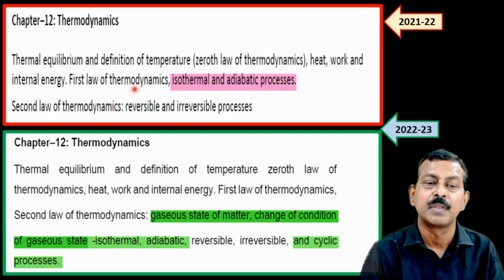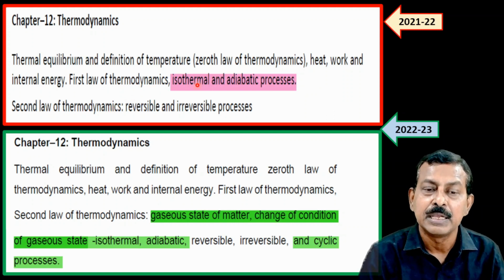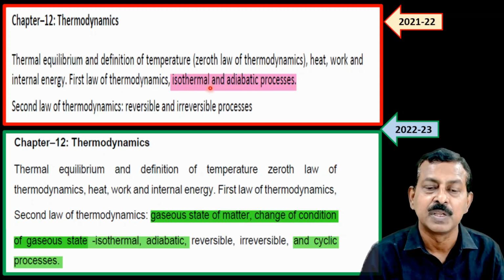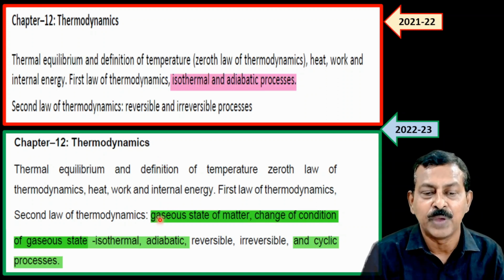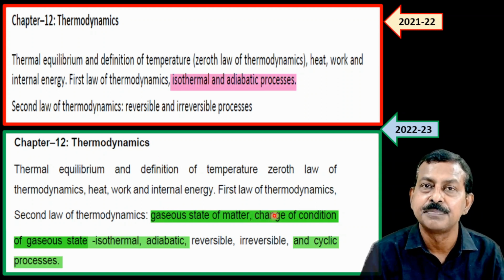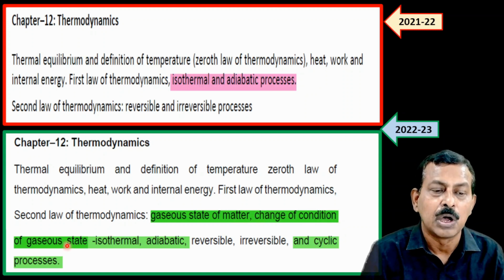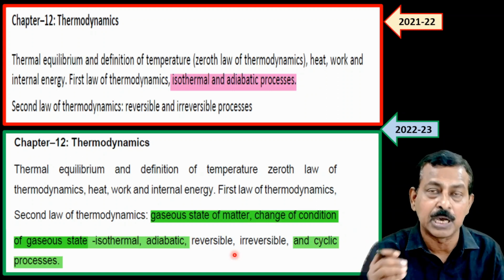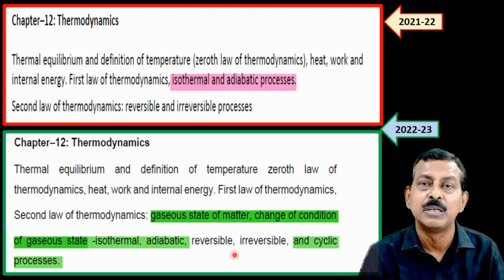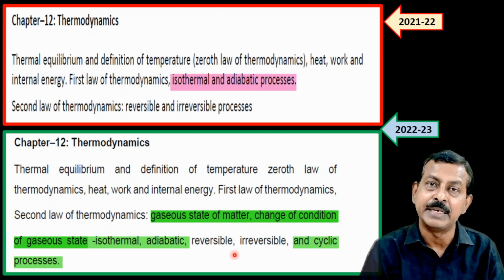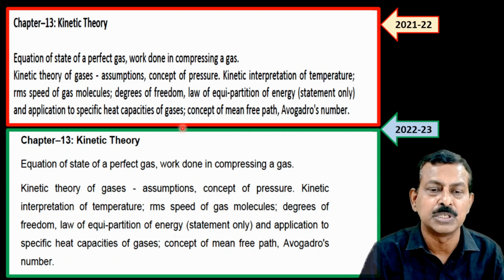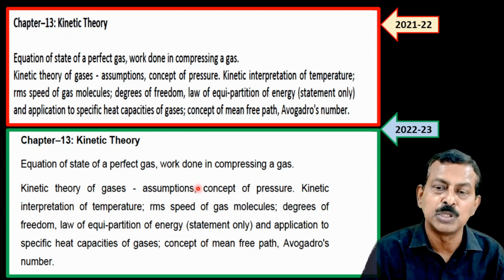In thermodynamics, first law of thermodynamics is there. Isothermal and adiabatic processes are now deleted. So this is not there. Whereas gaseous state of matter, change of condition of gaseous state, isothermal, adiabatic, and cyclic processes, these topics have now been added in the syllabus. So these are the new topics which have been added. In kinetic theory of gases, no changes there. So it is the same syllabus for both the batches.